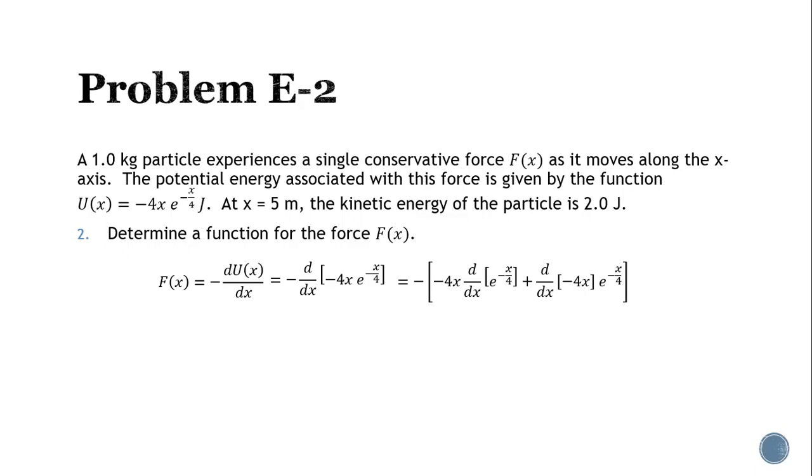So I have something that looks like the product rule. First times derivative of the second plus derivative of the first times the second. So I get 4x e to the negative x over 4, have to apply the chain rule, negative one fourth. And then add 4 times e to the negative x over 4. And so what we end up with is negative x times e to the negative x over 4 plus 4 e to the negative x over 4. And so if I factor that out, I get 4 minus x, times e to the negative x over 4, is the function for force.